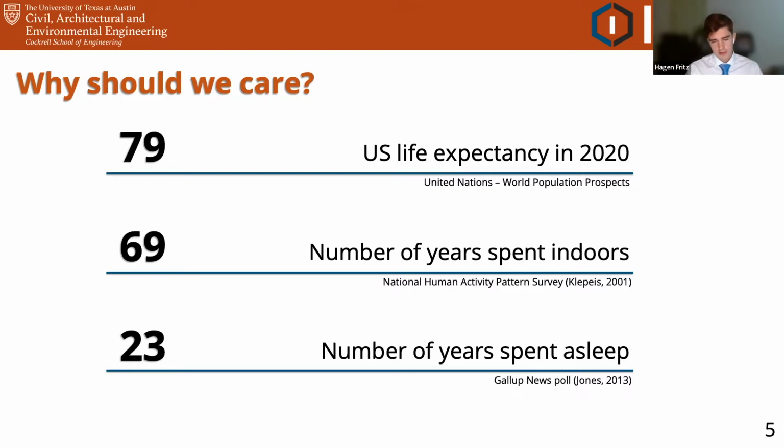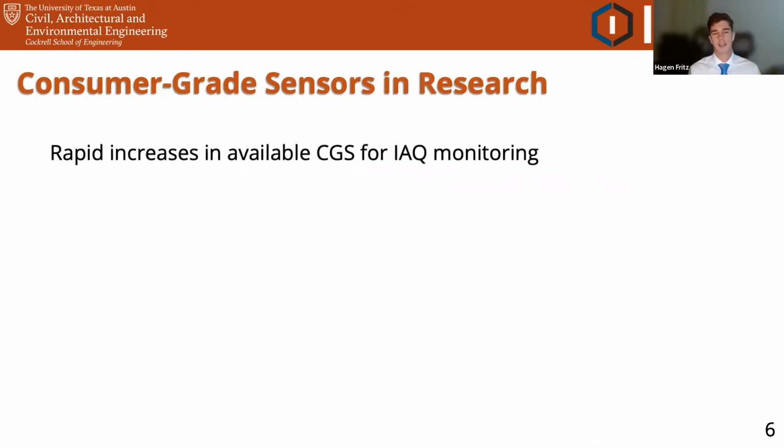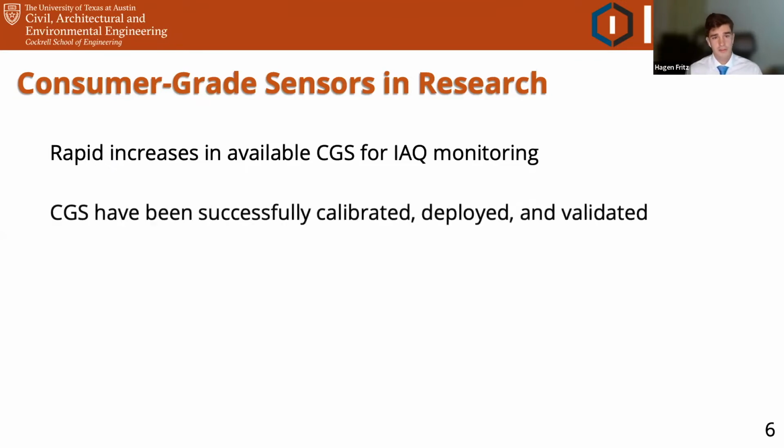So how do consumer grade sensors fit into all of this? There's been an explosion in consumer grade sensors in the indoor air quality field and the outdoor air quality field over about the past 15 years or so. And we're starting to trust these results more and more, as researchers have shown that they can be successfully calibrated against references.